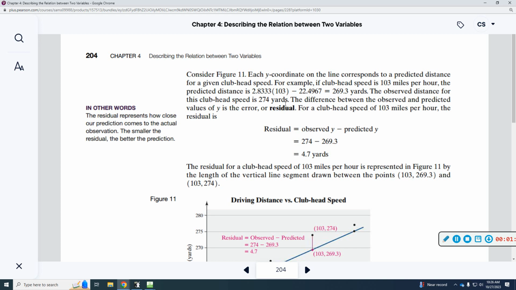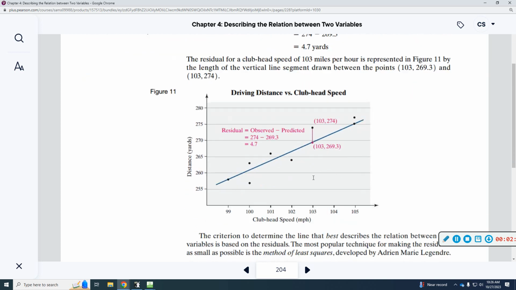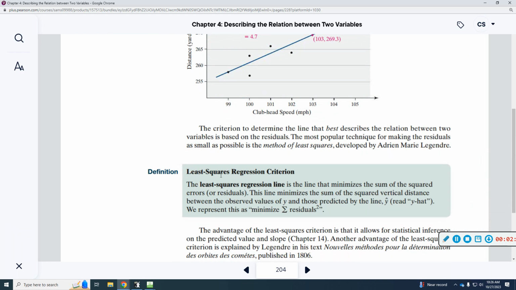We have what we call the difference between each value and the predicted value, or the residual. So they're using the golf club speed. When you draw a line, it's not going to go through the dots exactly. There will be some that will be below the line, some that will be above. So when you subtract the predicted from the actual, you get what they call a residual value. Okay?